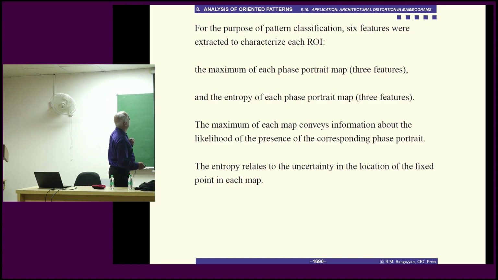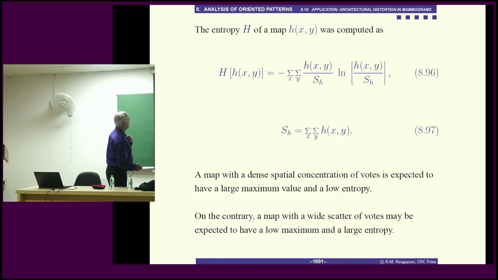Let me go to the results here. The entropy of the phase map of HXY is again HXY over S. This is just a normalization factor times log of that. A map with dense spatial concentration of votes in the node map is expected to have a large maximum value and a low entropy.